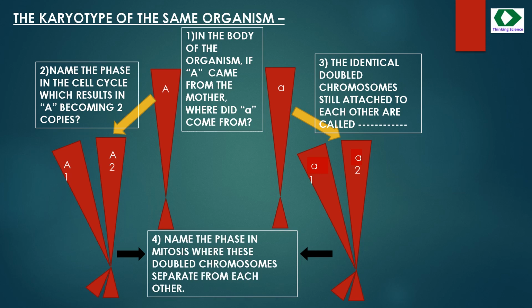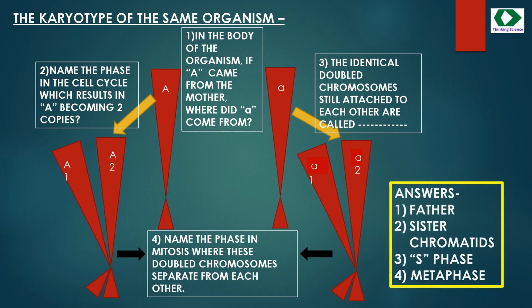Now, after the doubling process, at one phase during the cell division in mitosis, this doubled chromosome separates from each other. What is that phase? That is metaphase.